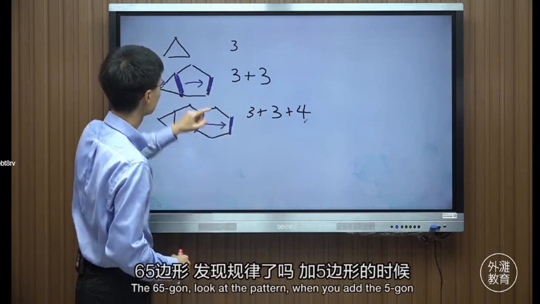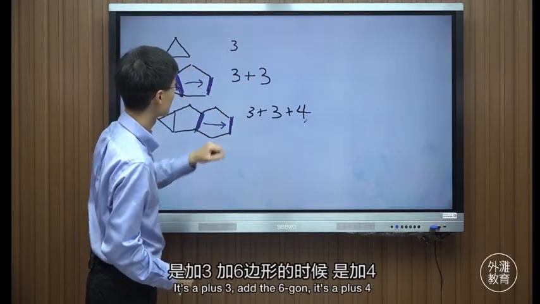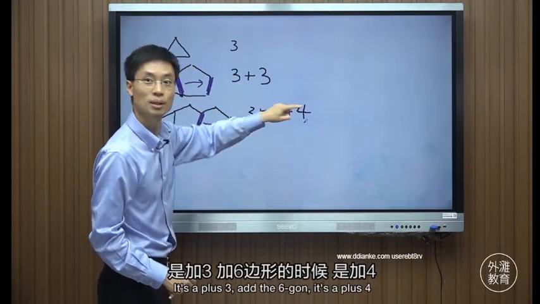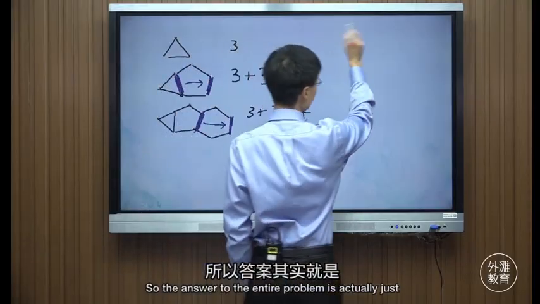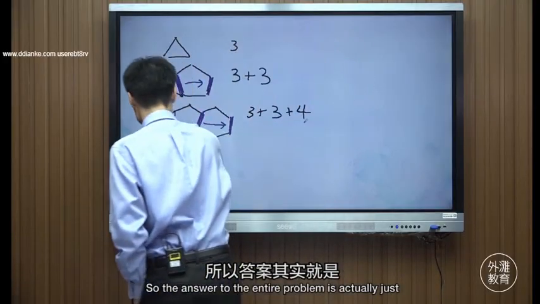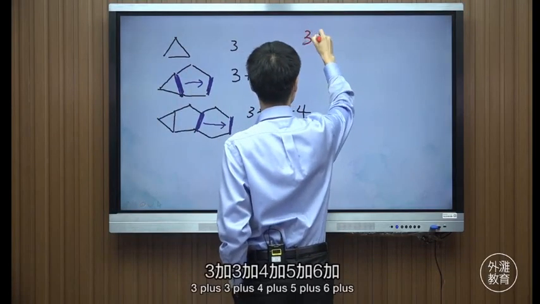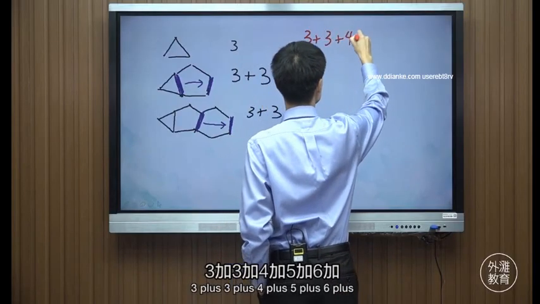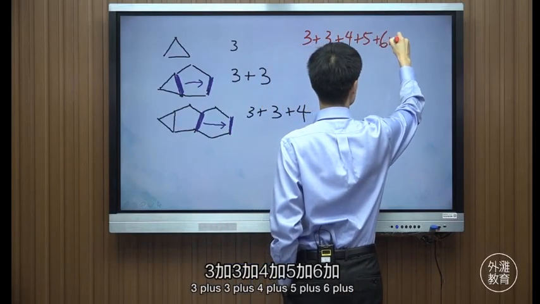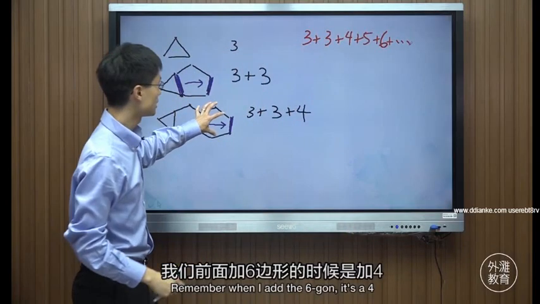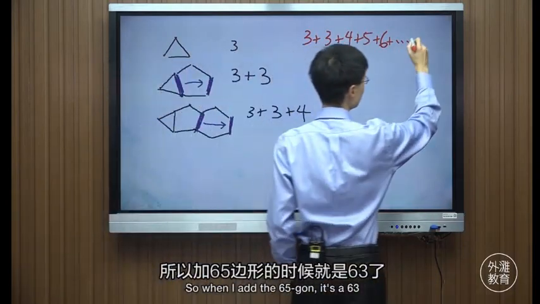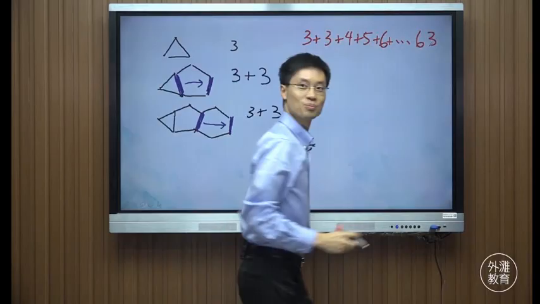look at the pattern. When you add the 5-gon, it's a plus 3. Add the 6-gon, it's a plus 4. So the answer to the entire problem is actually just 3 plus 4 plus 5 plus 6 plus, remember when I add the 6-gon, it's a 4. So when I add the 65-gon, it's a 63.